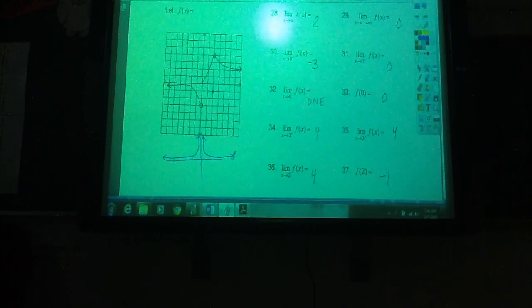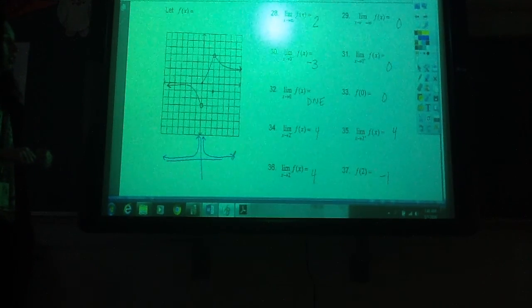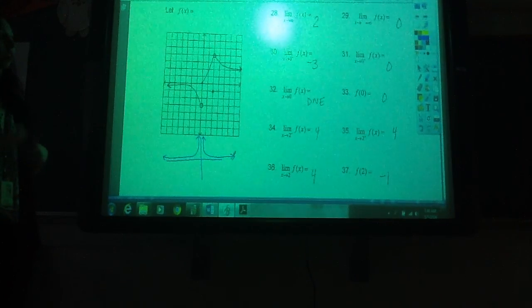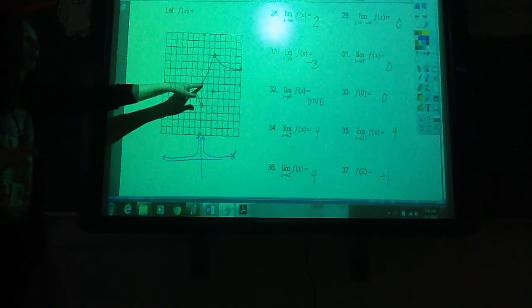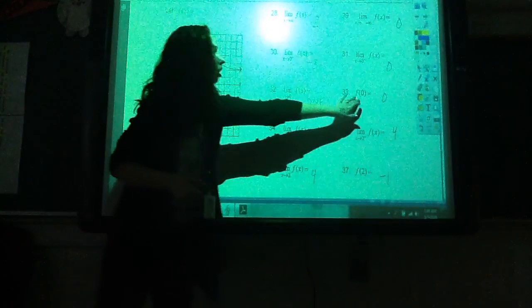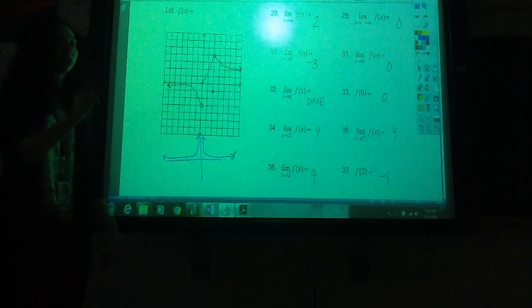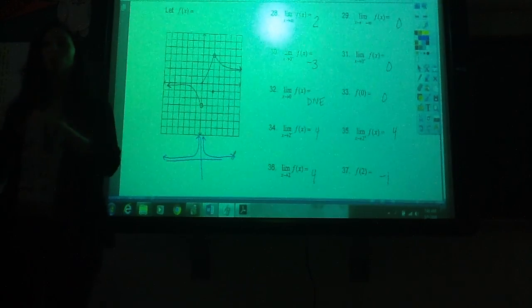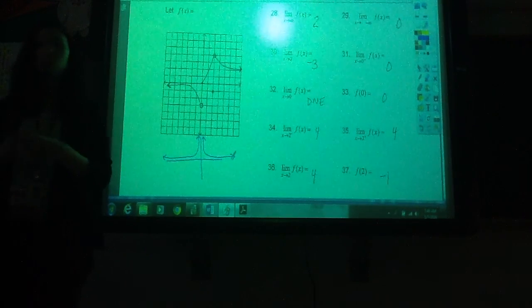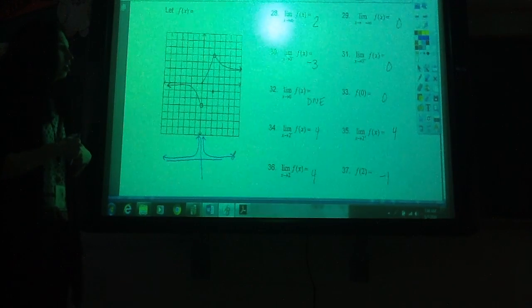Number 33, I was wondering, if we're looking at 0 and we're going towards it, don't we look at the closed circle? Yes. And at 0, the closed circle is at 0. Just remember that the f of some things, those are the function value. Everything else is what do you get as you get closer to that number, not what is the actual number. Alright, any other questions on the homework?